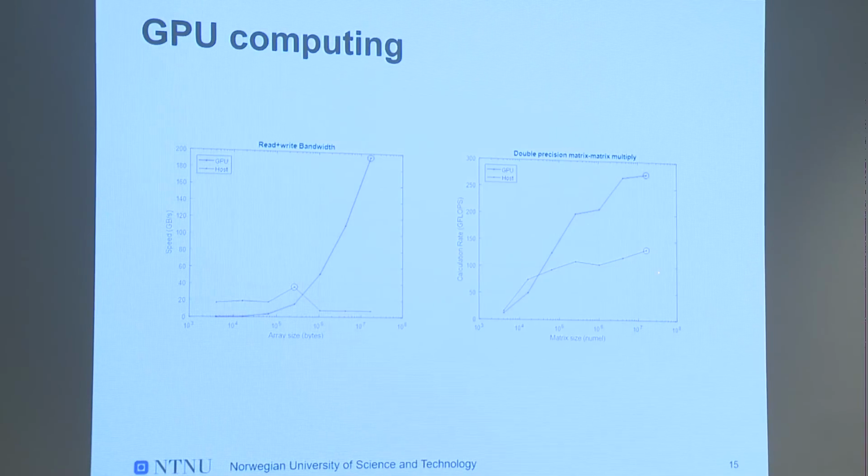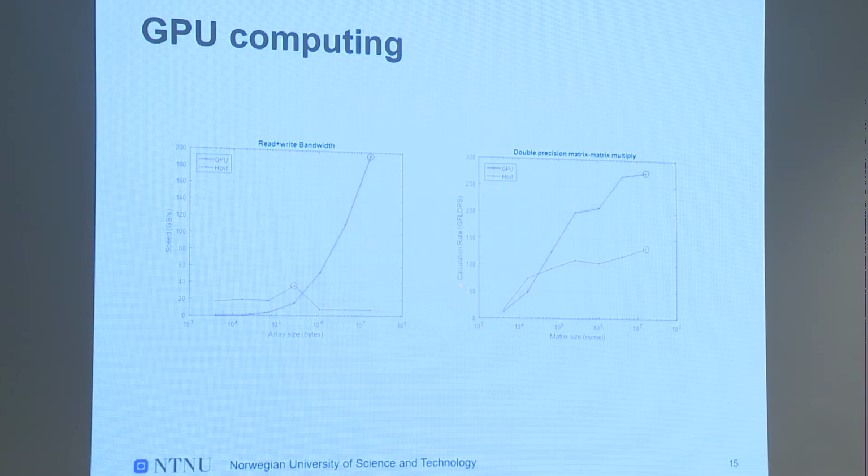And this one here is for double precision matrix multiplication, and it's gigaflops, which is just a measure of giga floating point operations per second, and we end up at a factor of 2 in double precision. So we can improve our calculations even further.